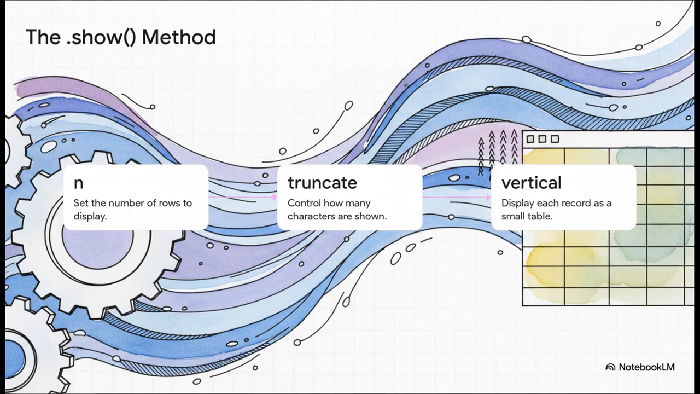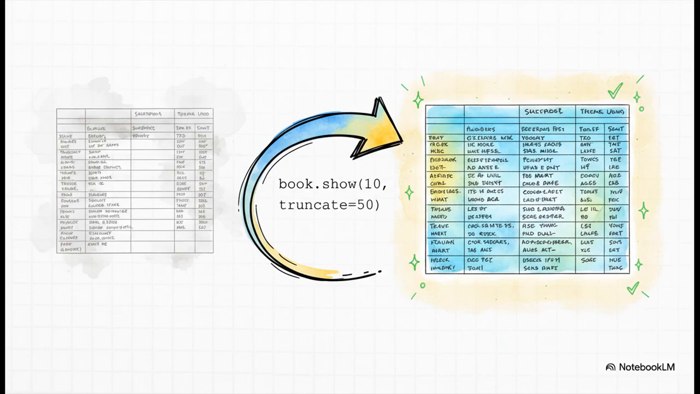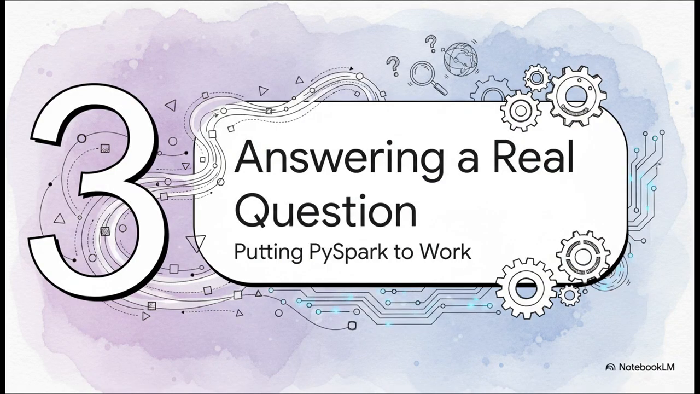The .show command has these little options you can use to take back control. You can use n to tell it how many rows you want to see, truncate to stop it from cutting off your text, and vertical to flip the whole thing on its side, which is amazing for really long records. And boom, just like that, with a couple of tiny adjustments, that messy, unreadable output is now something you can actually work with. It's a small win for sure, but it's a huge step toward really understanding and controlling your data.